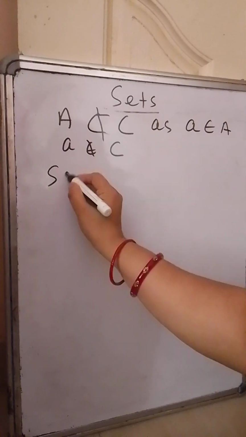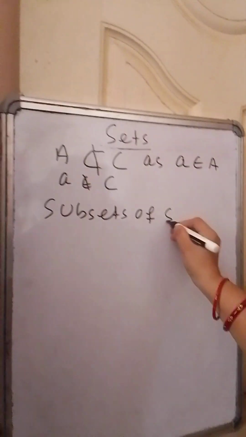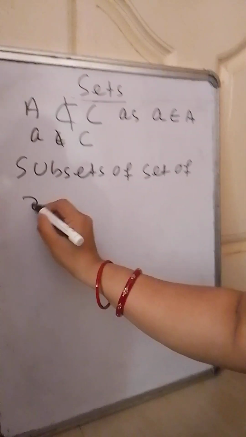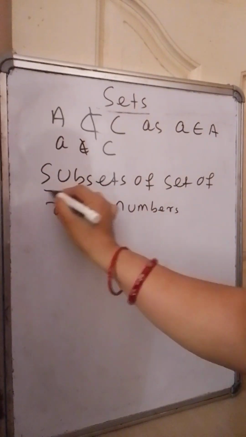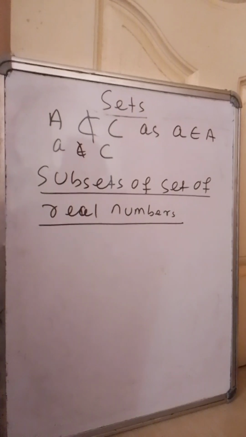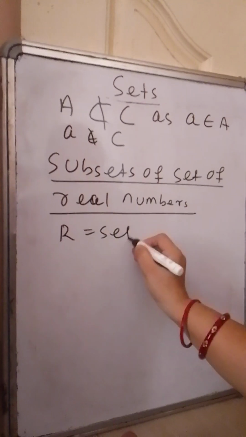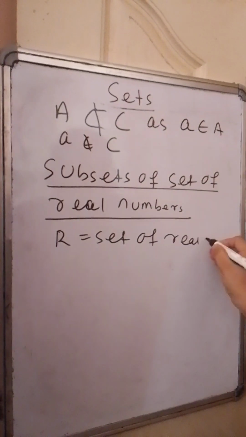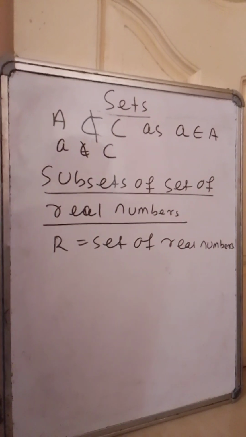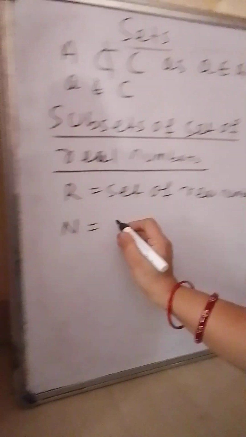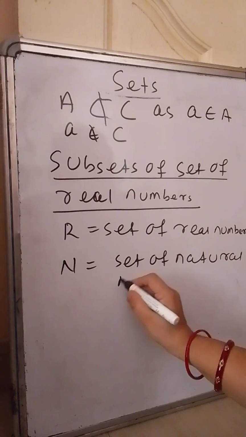Now we'll read subsets of the set of real numbers. You know, in your previous classes, the set of real numbers is R. Which elements are there in R you already know from previous classes. And also you know the N set is the set of natural numbers.